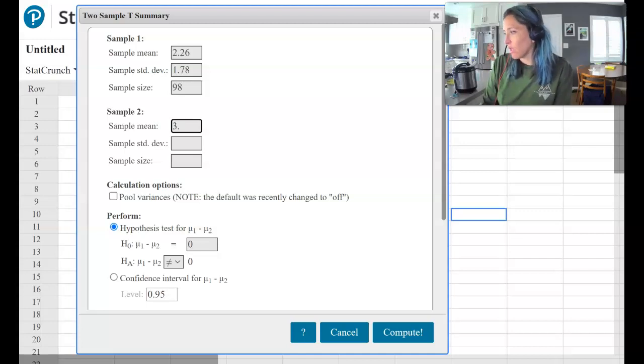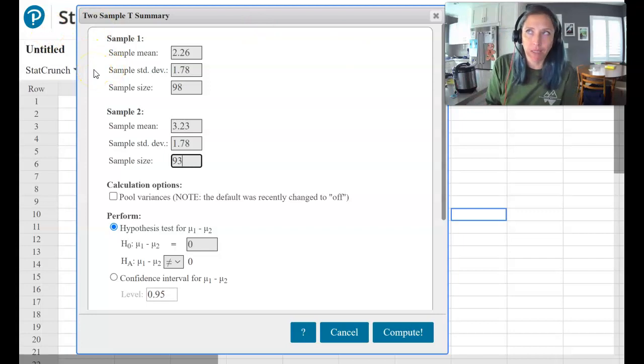So the control had a mean disability score of 3.23, had the same standard deviation, surprisingly, and a sample size of 93. A really common misunderstanding for students is they think these two samples have to be the exact same size to be able to compare them. And that's not true. These are very similar in size, but they could be wildly different. The formula kind of takes that into account and weights things properly.